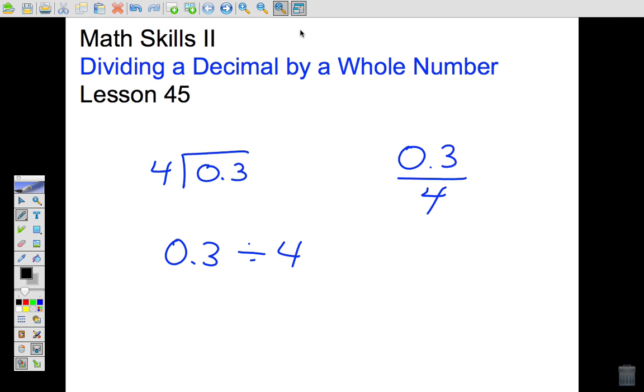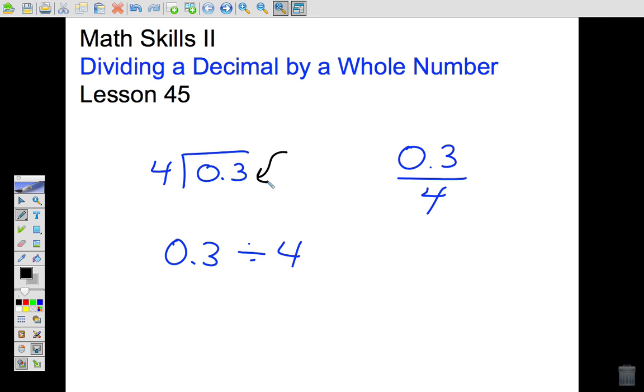All right, we're going to talk about dividing a decimal by a whole number. And notice what I have below are three different ways we can express division, but it's the same problem. So for example, let's review first of all some of the terms associated with division.